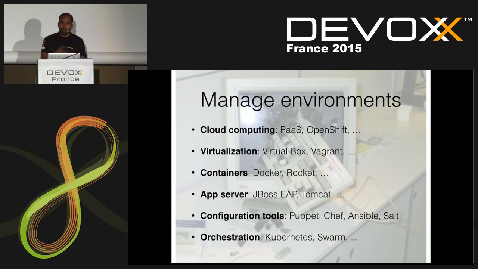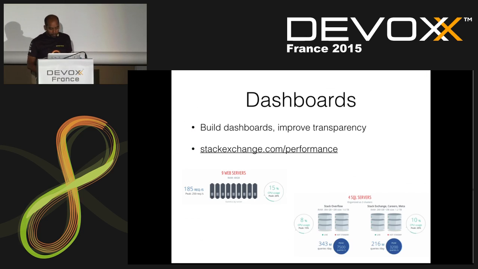Containers. As I said, I use Docker pretty heavily for all of my daily things. App servers, of course, JBoss EAP is our preferred choice from Red Hat. Configuration tools. You have Puppet, Chef, Ansible, Salt, a whole variety of tools that are available. How do you orchestrate your containers? Are you using Kubernetes? Are you using Swarm? Are you using a combination of Kubernetes and Mesos? So all of these different environments you've got to manage. And again, remember, you've got to code all of them. You've got to put them in a Git repo or somewhere where it's 100% reproducible.